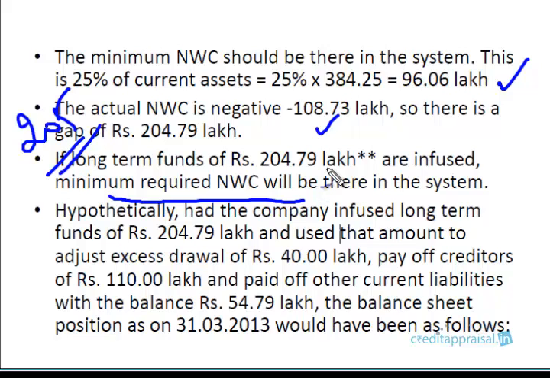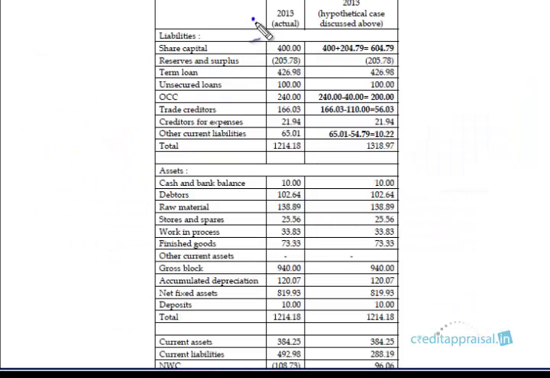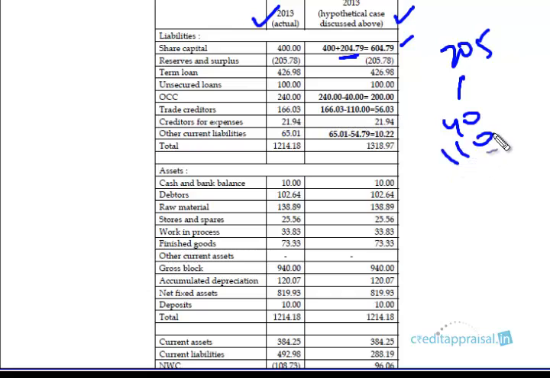So hypothetically, let us assume that the company had infused 205 lakhs. What would have happened? The current ratio would be exactly 1.33, because the minimum NWC of 25% of current assets will be exactly there. If you want to calculate, we can do that. So this is the actual 2013. Let us take the same figures and assume that the company has actually brought in that additional capital of 204.79. In which case the capital will increase by this amount, 605. And let us assume that with that 205 lakhs, it adjusted 40 lakhs of OCC, because it was 240, so it brought that OCC down to 200. Let us also assume the creditors were brought down from 166 to 56. So 110 was used here.